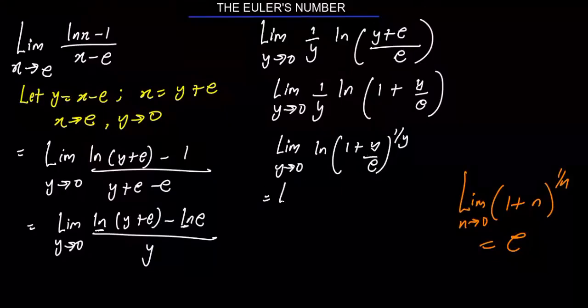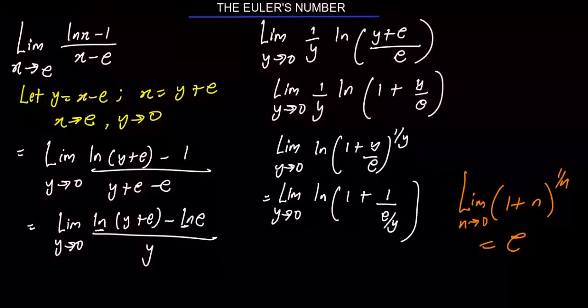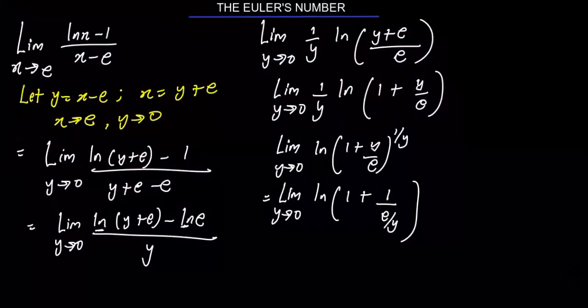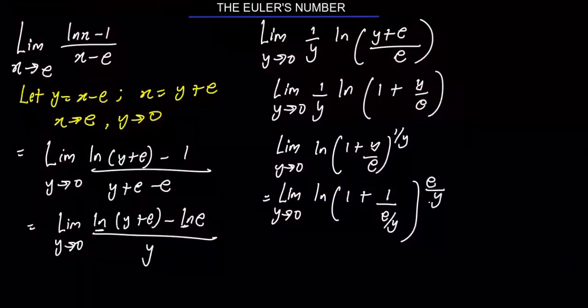So I can write this as the limit as y tends to 0 of ln 1 plus 1 over e over y. Do you see that e over y is the same as y over e? Okay. Now, how do we make this power e over y? So let's see. If I write this as e over y, surely I must make sure that I multiply the top by e so as for it to be e over y. Similarly, I must also divide by that same e so I can return back to what I have here.